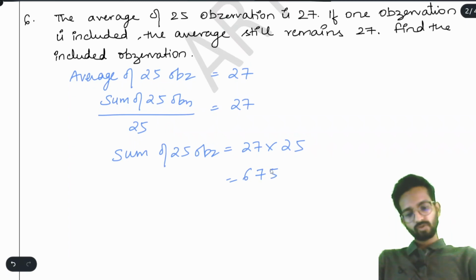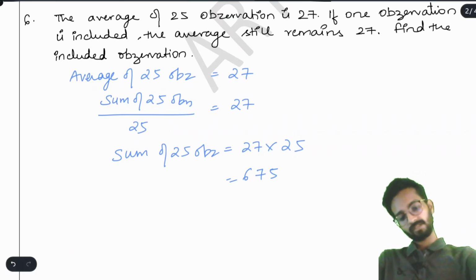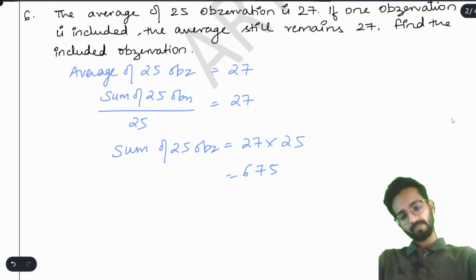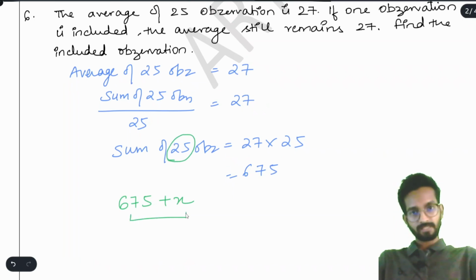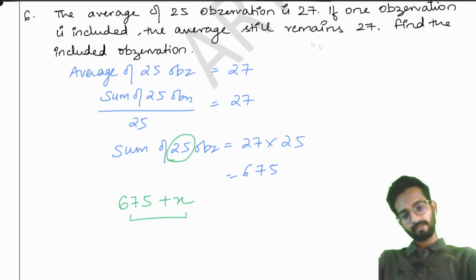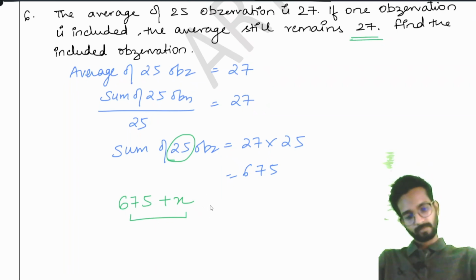Okay. So they are saying the average of 25 is 27. I am saying from that average we can understand that the sum would be 675. Now if the sum is 675, they are saying if one observation is included, that means I am adding one number to this 675, first there were 25 observations, now it will become 26 observations and the average still remains 27 only.